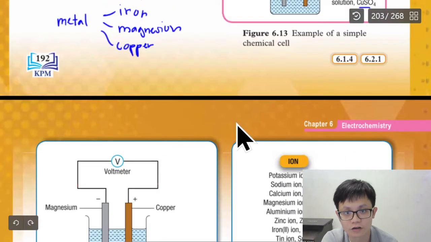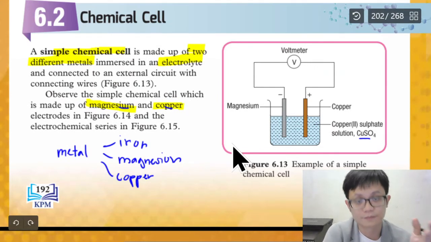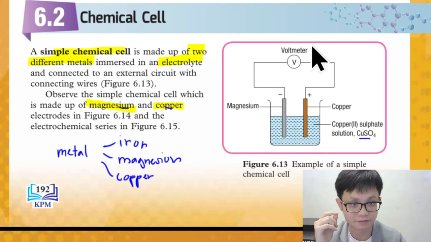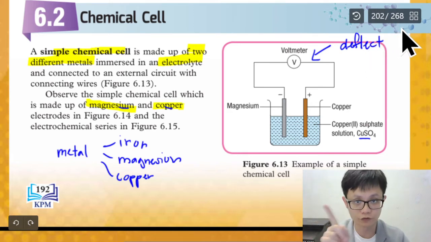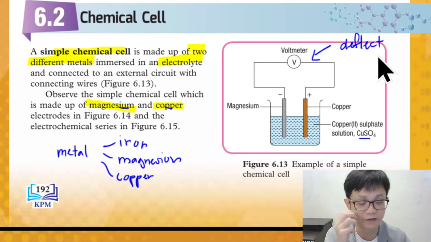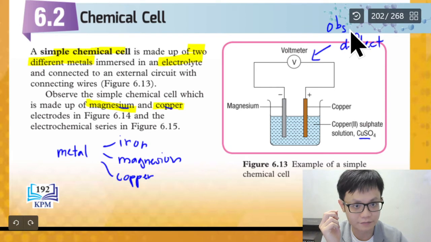Of course, after I put it like that, the question will ask, what are your observations? So my observation is I can see the voltmeter deflected. This voltmeter will deflect. Deflect means it will move. We can say it moves, okay, but a better word is deflect. So this is the observation. The voltmeter will be deflected.